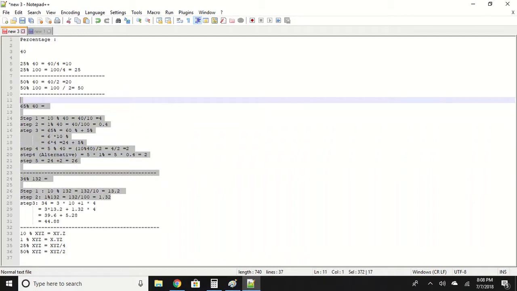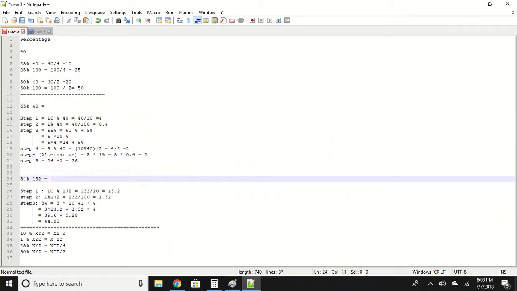For the next step, let's take another example, 34% of 132. For the first step, just find the 10%, that is take that number 132 and divide it by 10, that's going to be 13.2. Step 2 is 1% of 132, that's 132 divided by 100, that's going to be 1.32. Step 3 is going to be 34%.